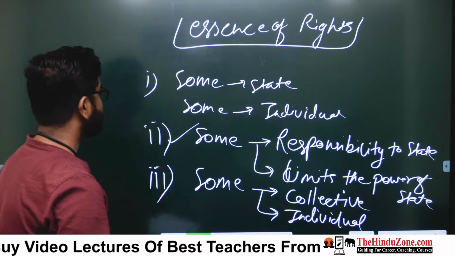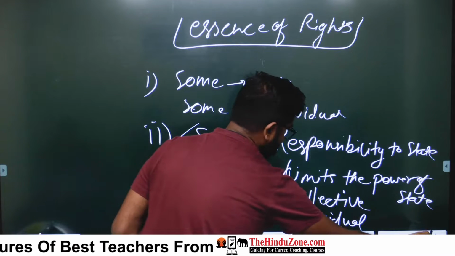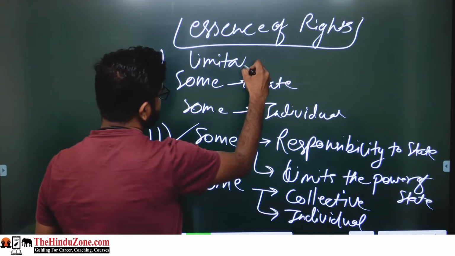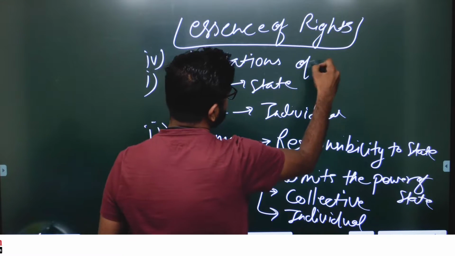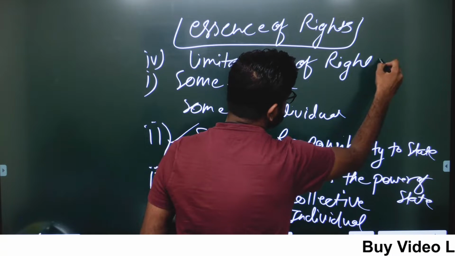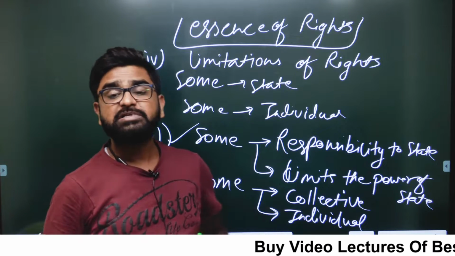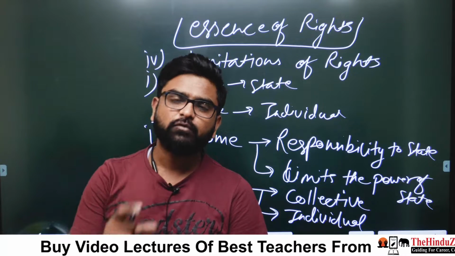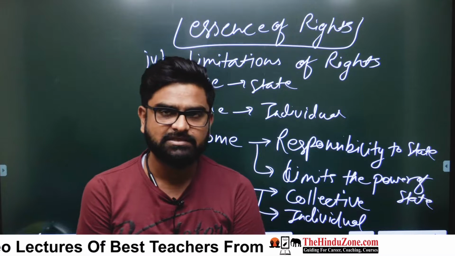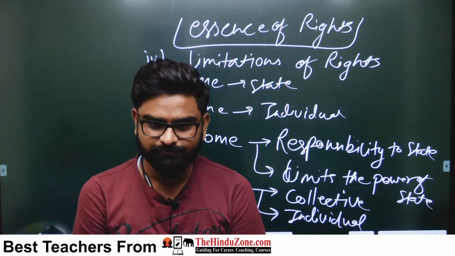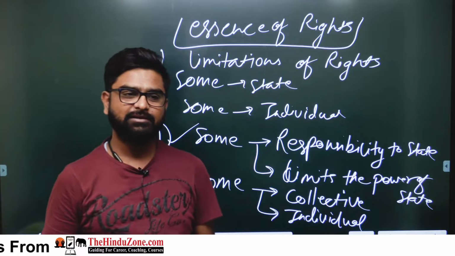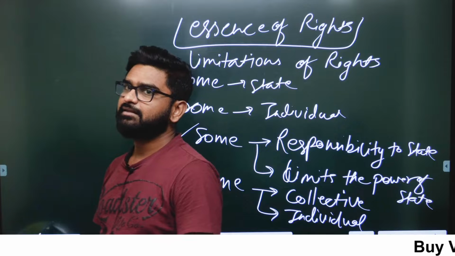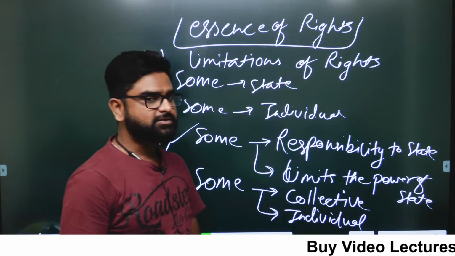Another essence is the fourth point, that there are limitations on the rights. Let me write this down, fourth point: limitations on rights. The fourth point says that all the rights are not absolute. They have limitations. Now, you have to tell me what rights are, which we discussed at the start of the class. People online, what is rights? Claims against the state. Claims against the state, okay. And there are limitations on the rights.